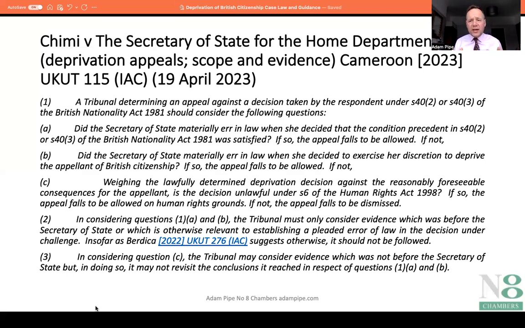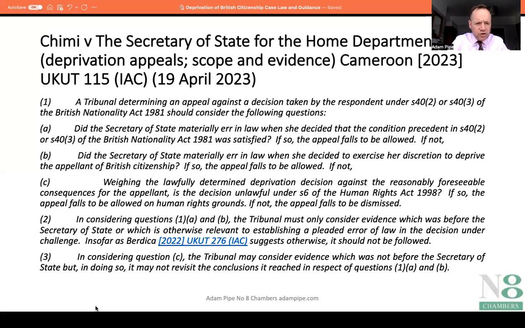So the first two questions, condition precedent and discretion, it's a question of did the Secretary of State err in law? And notice that phrase they use, materially err in law. It's not limited to a narrow rationality approach, as we'll see, it can encompass all public law errors. Then discretion, then human rights, but human rights is a merits review. Then 2 and 3 look at evidence.